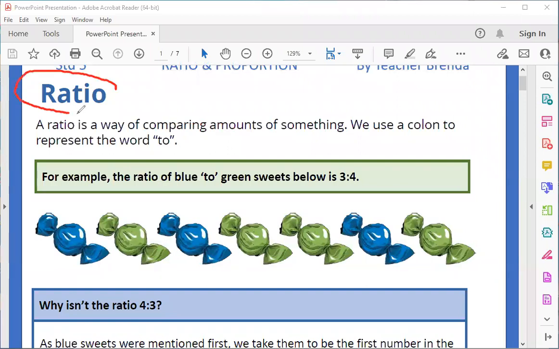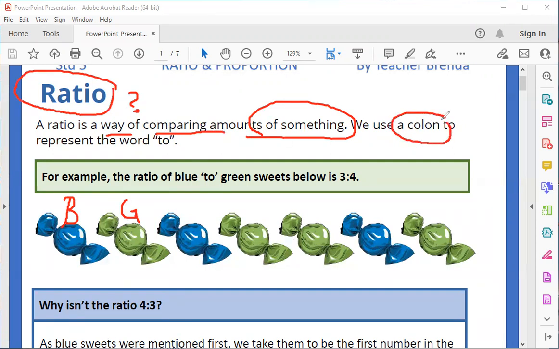Now, what do you know or what do you understand by this word ratio? It is a method, a way of comparing amounts of something. Just look here at these sweets. You see some wrappers are blue and some wrappers are green. So we have something to compare. What we will compare is how many blue sweets to how many green sweets. And to do that in ratio, we use a symbol called the colon. It's like a double dot like this.